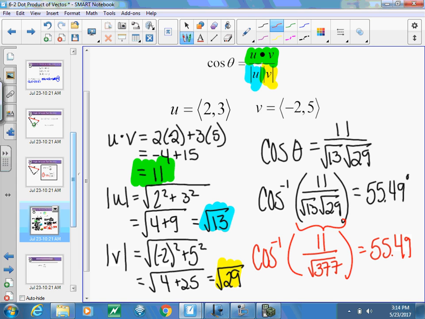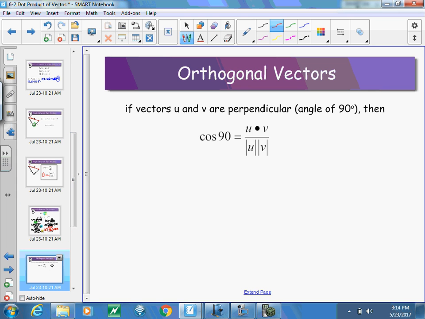All right, so that's how you find the angle between two vectors. Now let's talk about orthogonal vectors. Orthogonal is a new word for us, and what that means is that two vectors are perpendicular to each other, which means you've got an angle of 90 degrees between them. So if that is the case, then the cosine of 90 degrees equals vector u dot vector v over the magnitudes, and we could just work that out.